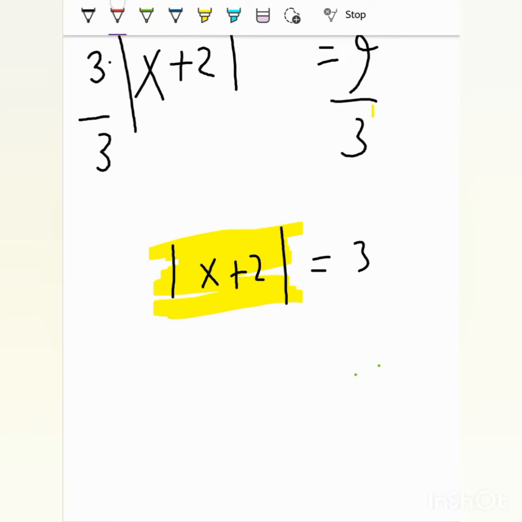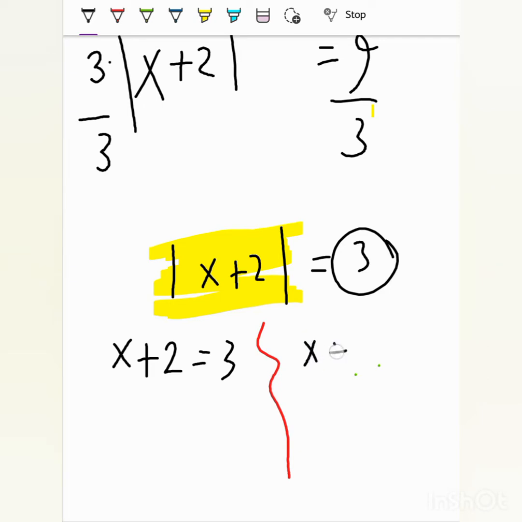So directly divide and write x plus 2, what is inside the absolute value, equals the same thing but without sticks. And you repeat x plus 2, but this time equals the opposite of 3, negative 3. Now solve this. Minus 2, minus 2, the x comes happy and alone, and 3 minus 2 equals 1.